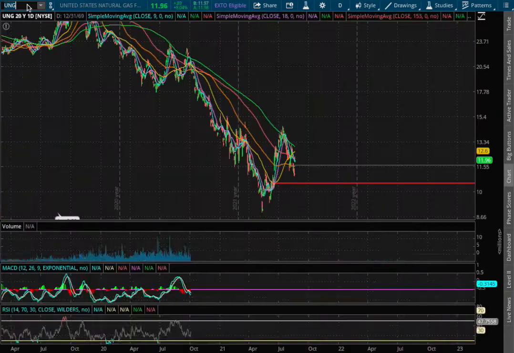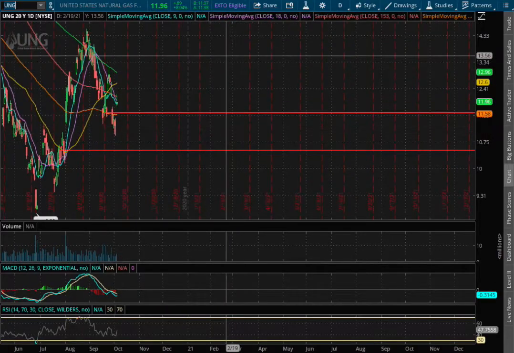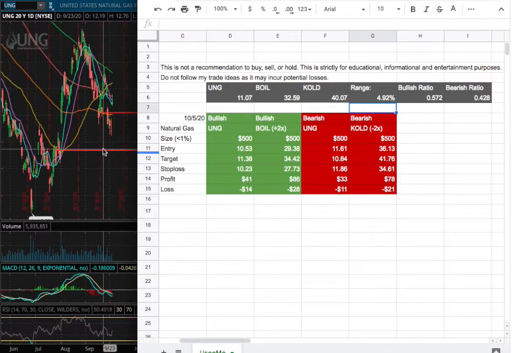For the trade idea of the week, I'll be trading UNG, and my position size will be less than 1% of my portfolio. My long entry will be at $10.53, which is this range right here, and my sell target for it will be $11.38, and my stop loss will be $10.23.